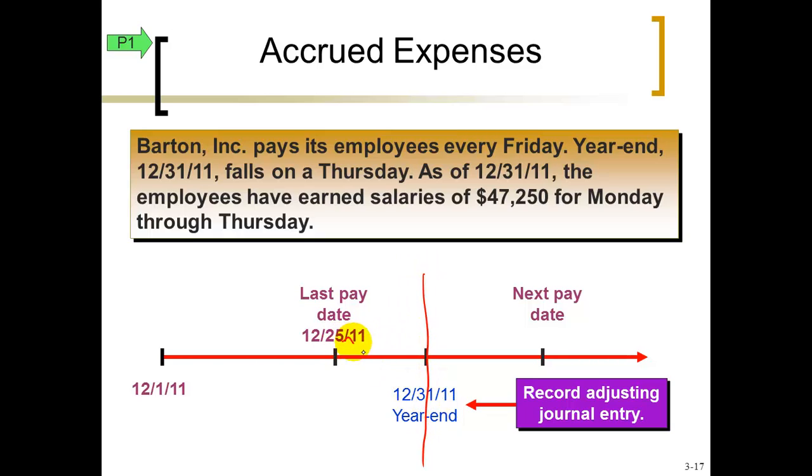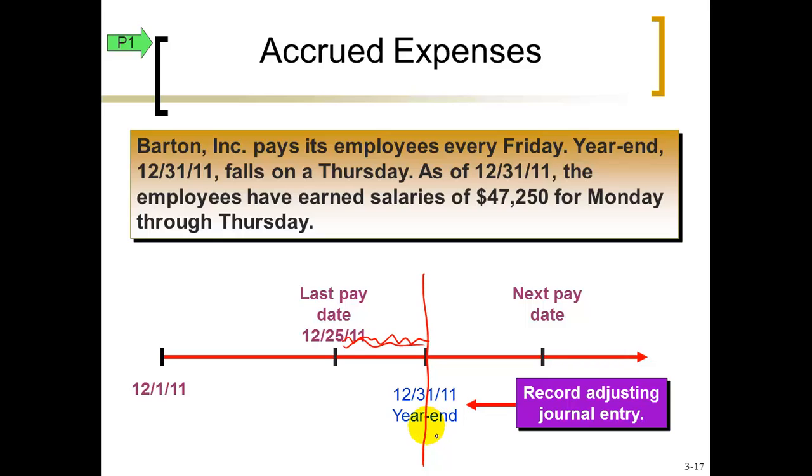The employees have been working this past last week of the year, and here they say they've earned $47,250. And as of the end of the year, you haven't paid it yet because it's not payday. Payday will be a couple days later, but a couple days later is next year. So what you've got to do is record this amount being earned by the employees as an expense for the 2011 year, before you prepare the 2011 financial statements.